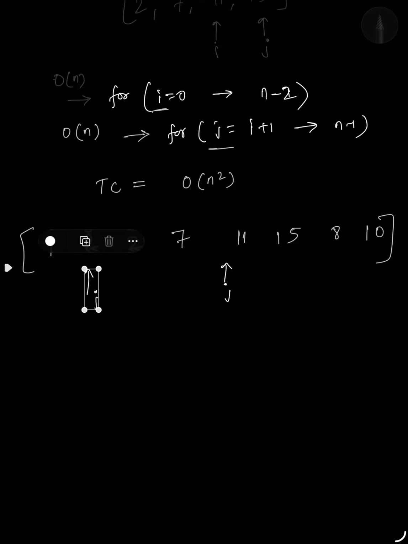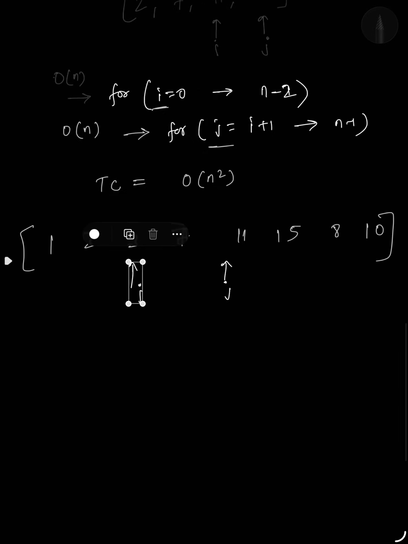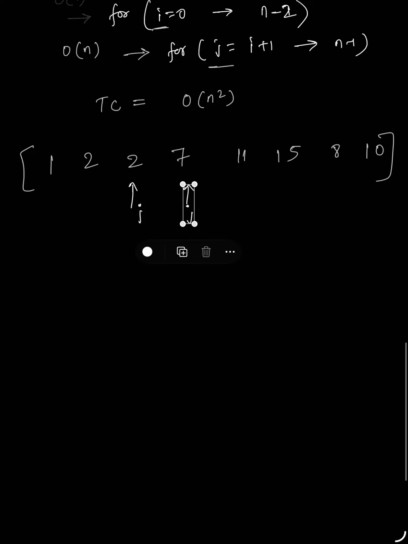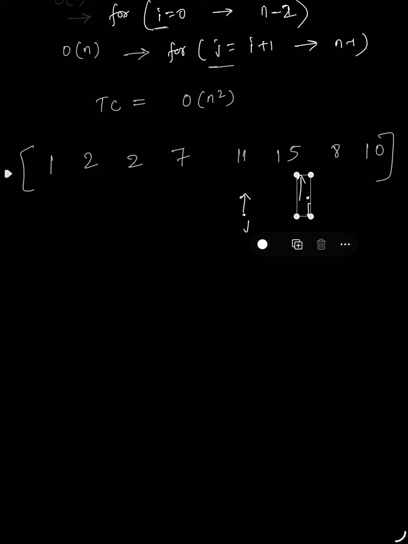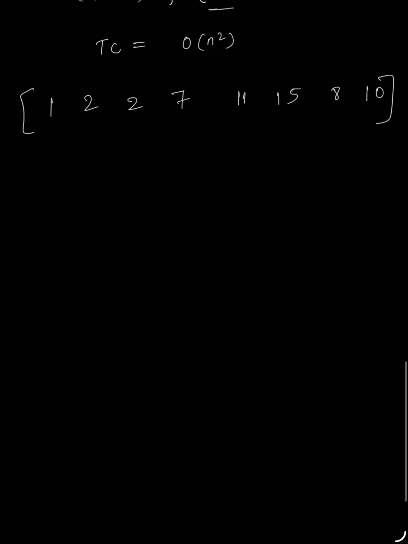Then our i will move one more step ahead, and our j will again start moving from i plus 1 till the last position, and we will keep checking this loop until we find our result. So in the worst case we will check the entire array, and this i might go till the end position, where we have to run the loop till the end. So that is why the time complexity will be O of n square.